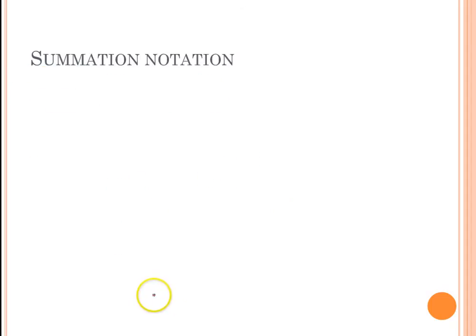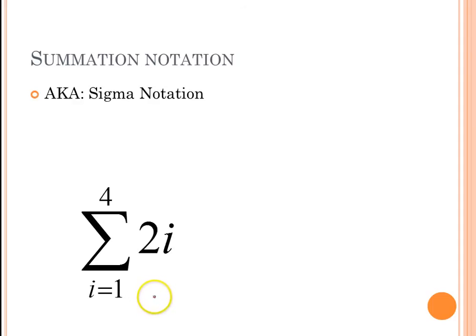Now, something that we're going to have, which is new to probably most of you, that's going to help us with these series is called summation notation. An example is listed below down here. It says AKA, also known as, sigma notation. So summation and sigma are very similar. And that's this capital E kind of thing right here. It's the Greek letter sigma.